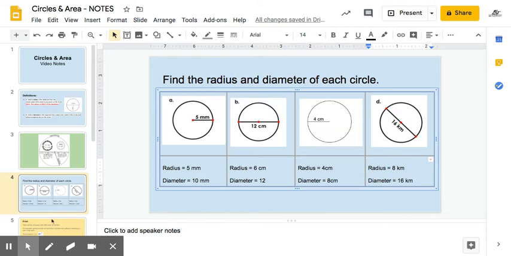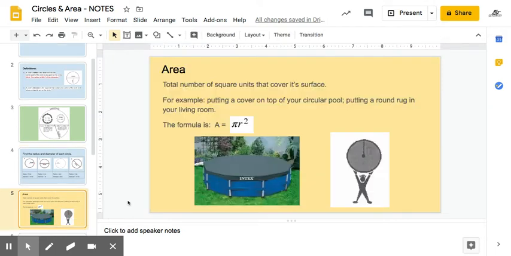Okay, now we're going to be talking about area. So yesterday we were talking about circumference, which was the distance around the circle on the outside. Today we're going to be looking at area, which is the total number of square units that cover a circle. So the amount of space inside of the circle. Just like circumference, we have a formula for area. And that formula is area is equal to pi r squared.